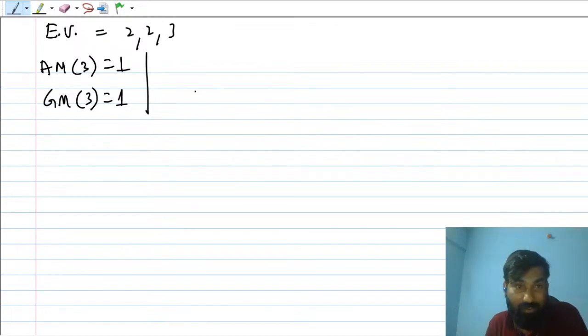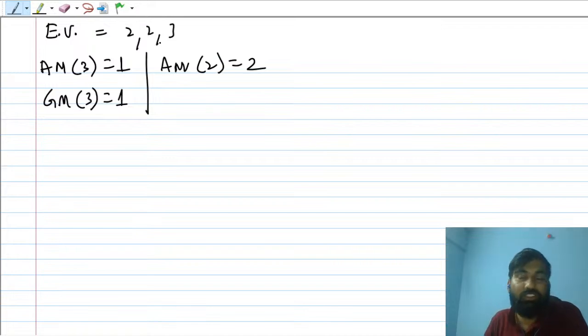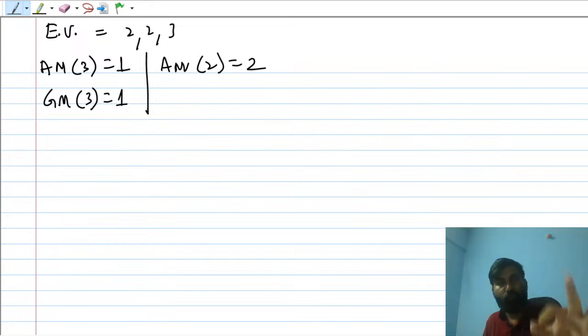But if you calculate AM of 2, what will it be? It is 2 only, right? Because 2 is getting repeated 2 times. Now there is a caution. After all, your GM will be less than or equal to 2, right? GM can be 2 or it will be less than 2. GM can be 1 as well.